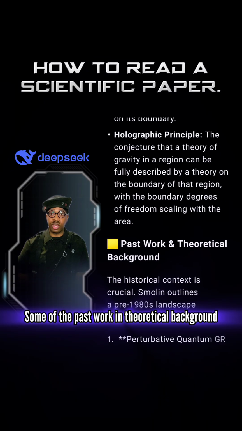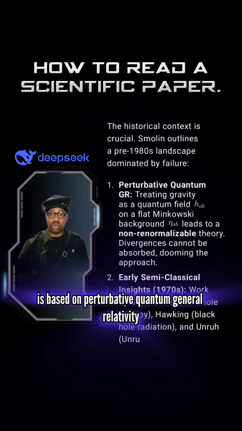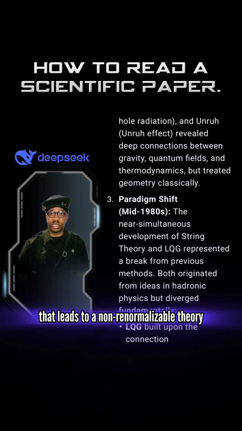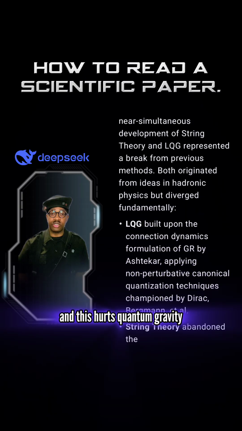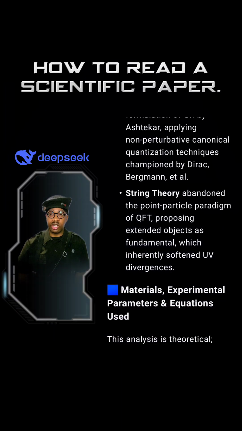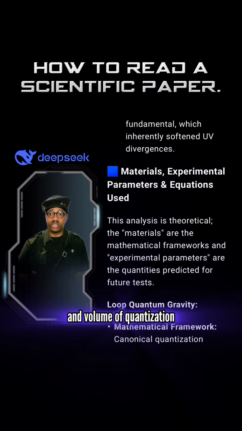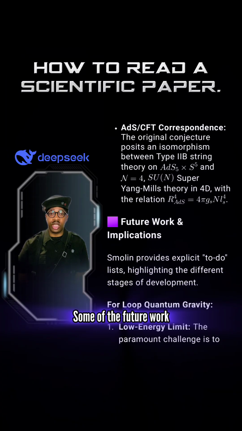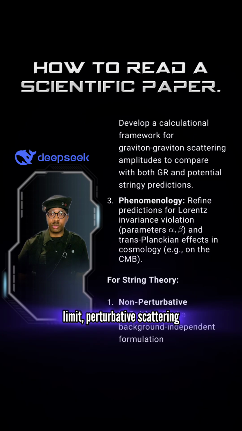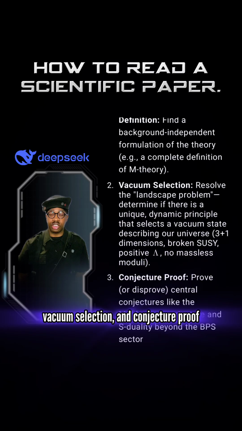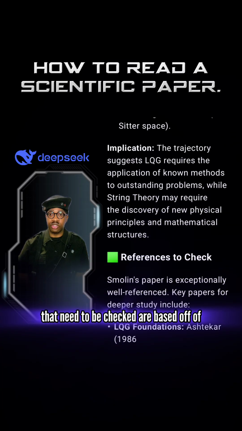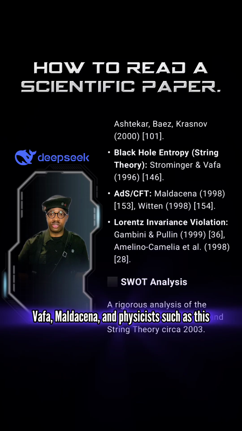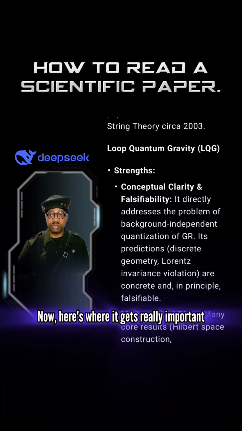Some of the past work and theoretical background is based on perturbative quantum general relativity, in which there are certain flat Minkowski spaces that lead to a non-renormalizable theory, and these divergences can't be absorbed, and this hurts quantum gravity. Some of the materials and equations used are based on the area and volume quantization, black hole entropy, and a modified dispersion relation. Some of the future work and implications deal with the low energy limit, perturbative scattering, vacuum selection, and conjecture proof. Some of the references that need to be checked are based on Ashtekar variables, Strominger, Vafa, Mandelstam, and physicists such as this. Now, here's where it gets really important: a SWOT analysis.